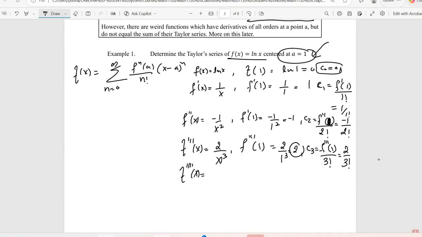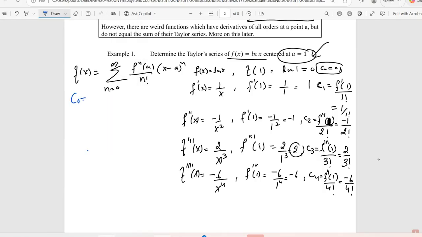Fourth derivative, 3 comes up. This becomes 2 times negative 3, negative 6 by x to the 4. The fourth derivative at 1 will be negative 6 by 1 to the 4, which is negative 6. Therefore, c4 would be the fourth derivative at 1 divided by 4 factorial. So basically, negative 6 by 4 factorial. Okay, so let's try to write this in a more general formula.